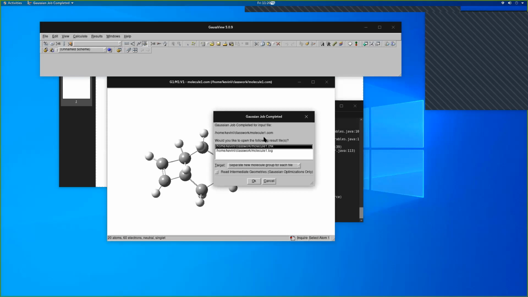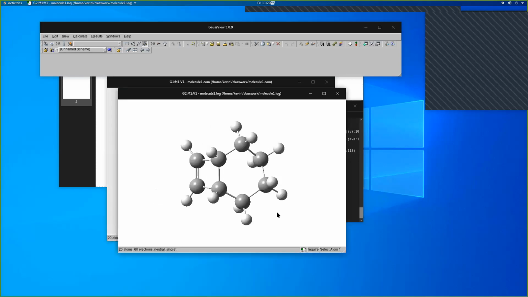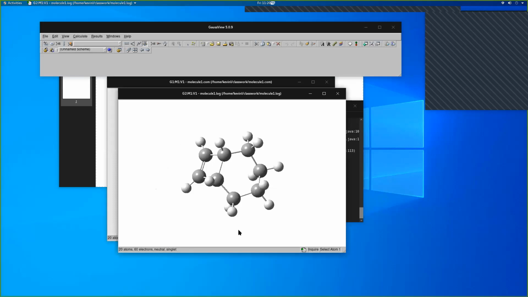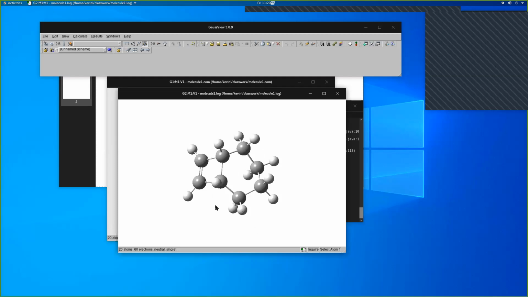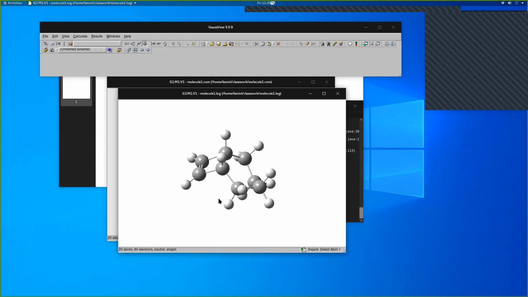And you see, I've now had success. So let's open the log file and see what it looks like. And there we go. Here is the optimized system, which is fantastic. It looks like I have some kind of envelope conformation. I seem to have a reasonable conformation on the cyclohexane side. And this is the system I want.